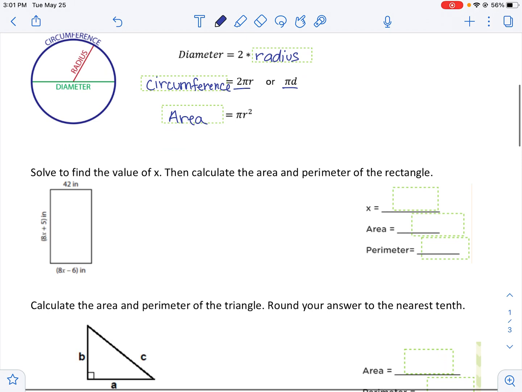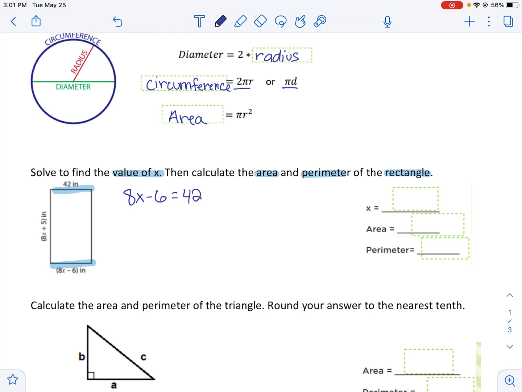So looking at the first one, we want to solve to find the value of x. And then we want to calculate the area and perimeter, and we're given a rectangle. So we start by setting the two sides equal to each other that we have information for. So we have 8x minus 6 is equal to 42.